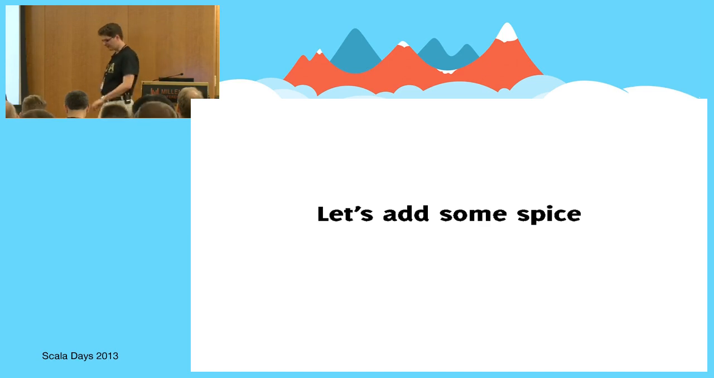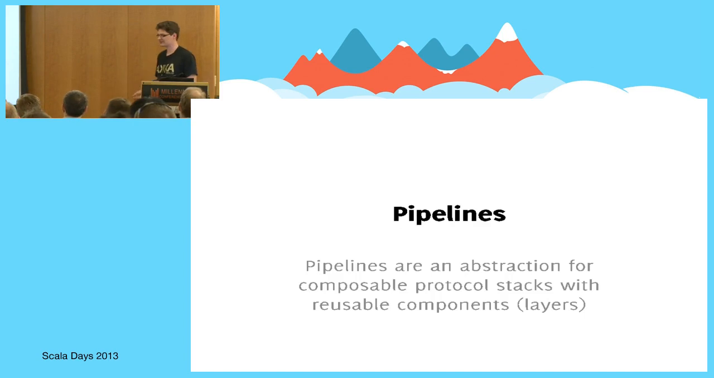And as a final addition, we have now seen the lower layer groundwork, but we want to have some spice, an abstraction layer that helps us design things. And these are pipelines.